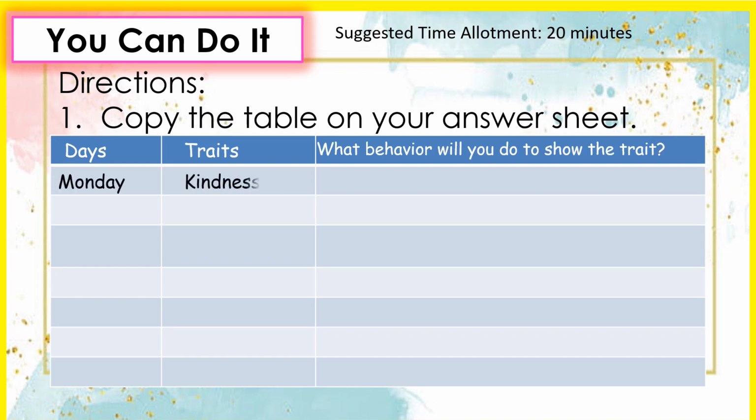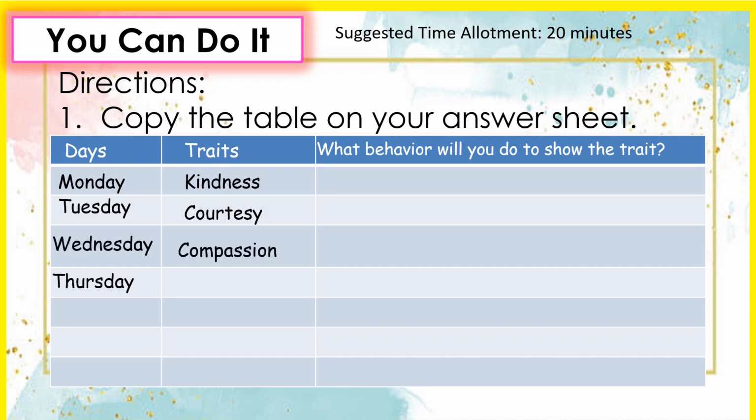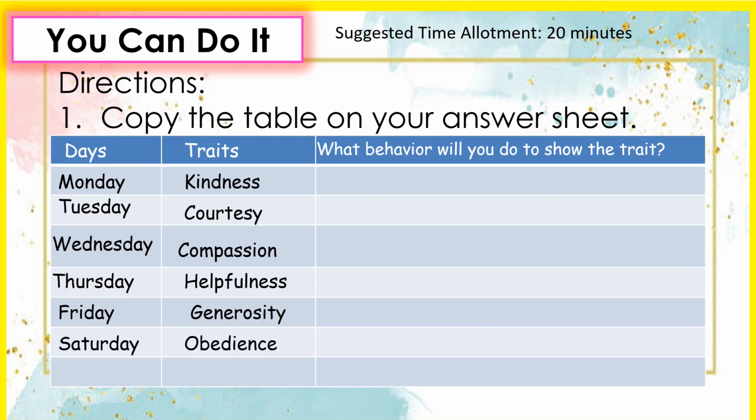Okay, for Monday, we have kindness. Tuesday, courtesy. Wednesday, compassion. Thursday, helpfulness. Friday, generosity. Saturday, obedience. And for Sunday, fairness.